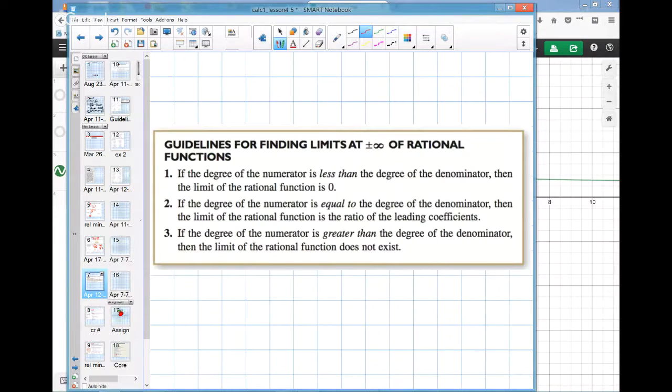On the opposite, number 3, if the degree of the numerator is greater than the degree of the denominator, then the numerator will completely outgrow the bottom, and you'll have this huge number on top over a smaller number, which approaches infinity. And so they say it doesn't exist, but actually it approaches infinity.